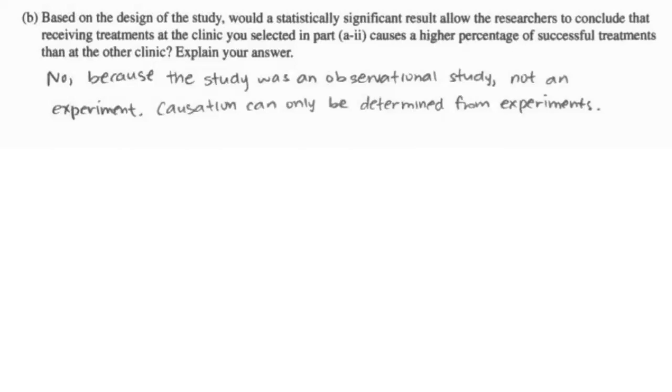Much shorter answer. No, because the study was an observational study, not an experiment. Causation can only be determined from experiments. E, P, or I? E. They answered the question, they said no, and they provided justification using at least one of those three. They said it's an observational study. You can't determine cause from an observational study. Far less writing, still gets an E.